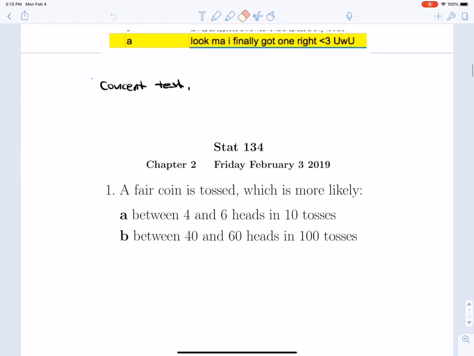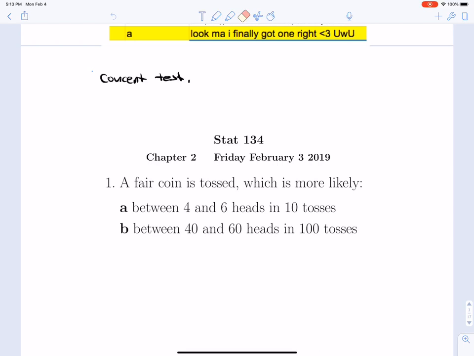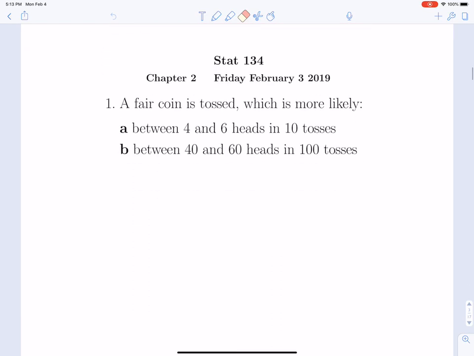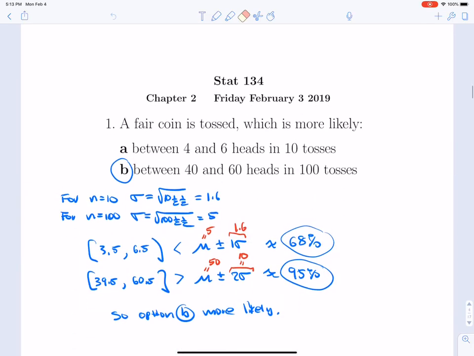So here's another concept test to make sure you're on track. A fair coin is tossed. Which is more likely: between 4 and 6 heads in 10 tosses, or between 40 and 60 heads in 100 tosses? And here the answer is B.